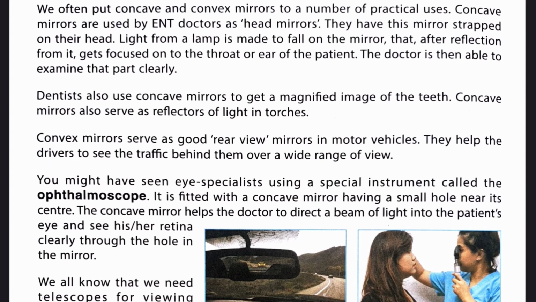You might have seen eye specialists using a special instrument called the ophthalmoscope. It is fitted with a concave mirror having a small hole near its center. The concave mirror helps the doctor to direct a beam of light into the patient's eye and see his/her retina clearly through the hole in the mirror.